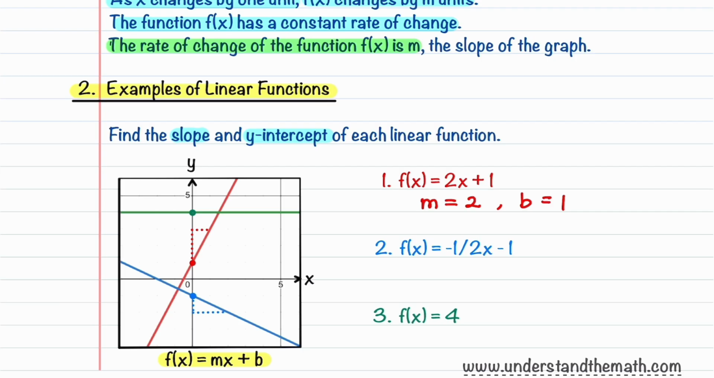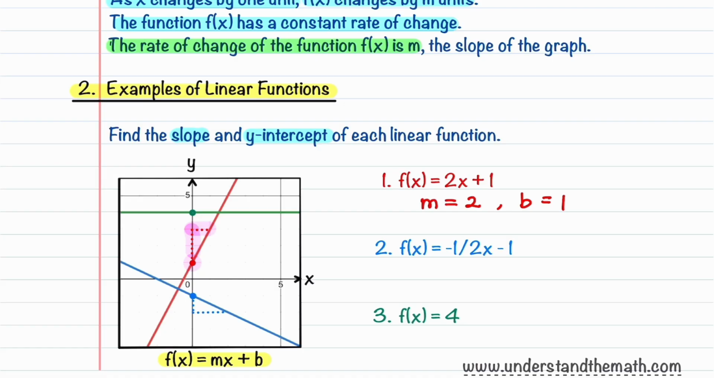If we look at the graph of this function over here on the left, we can see these numbers. Our b is the point where our line intersects the y-axis. And then our slope is our change in y, which in this case is 2, divided by our change in x, which is equal to 1.